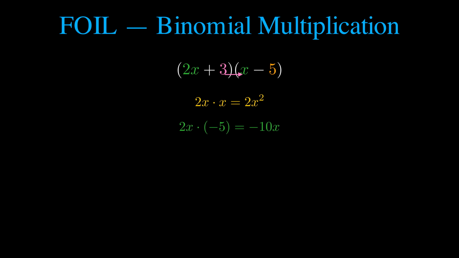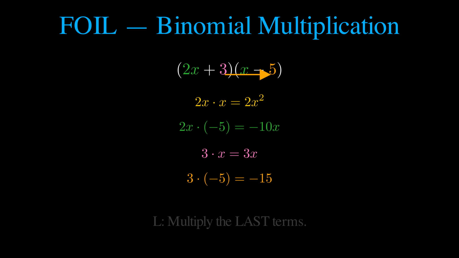Now do inner. Multiply 3 and x to get 3x. Last comes last. Multiply 3 and negative 5 to get negative 15. Once all four products are written, combine like terms.